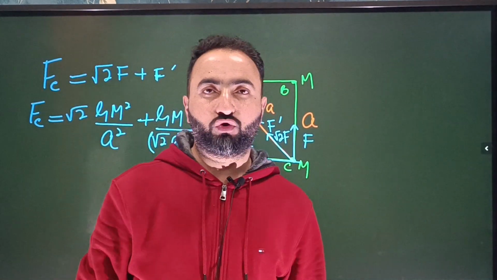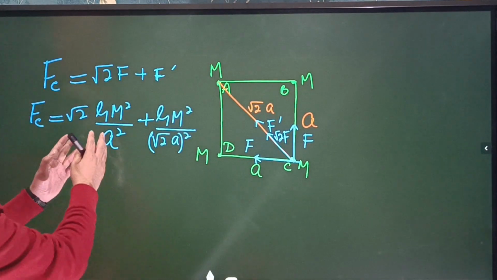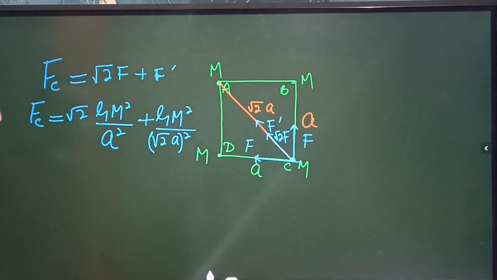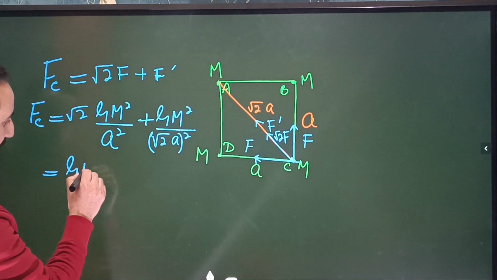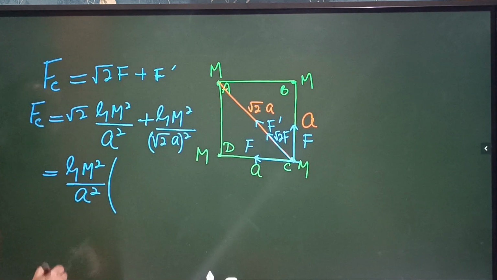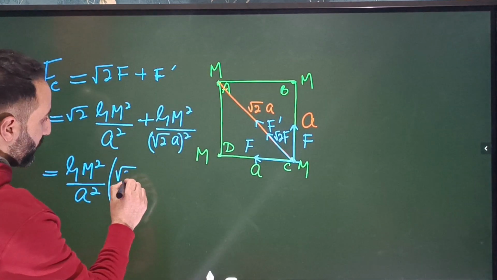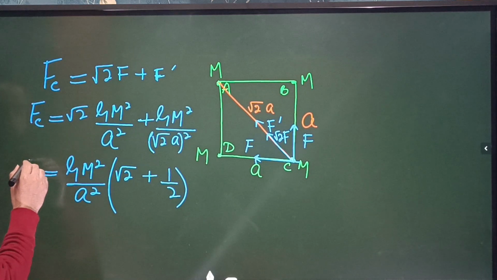Okay, next what I'm going to do is this. I will take the common. बोलो बेटा क्या common लेंगे? यहाँ से बेटा GM square by A square है. ठीक है ना बेटा? यहाँ से भी GM square by A square. So let me take this common, GM square divided by A square. तो बचेगा क्या बेटा? यहाँ बचेगा √2. And what about this? This will be here 1/2. ठीक है ना बेटा? So we are done with the problem.